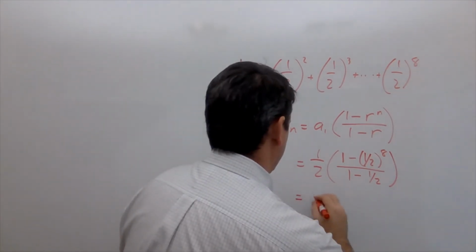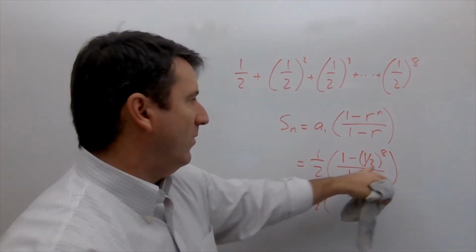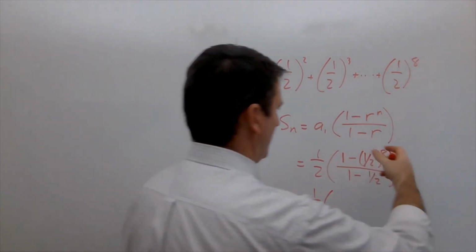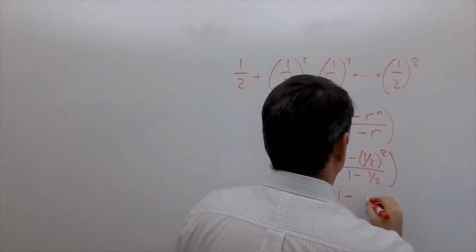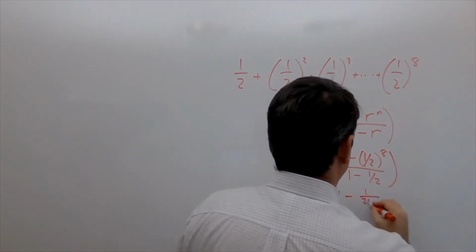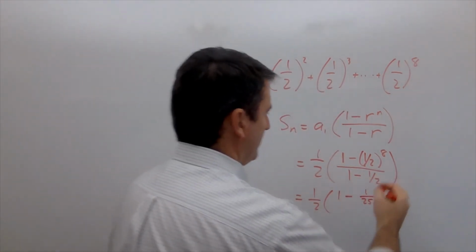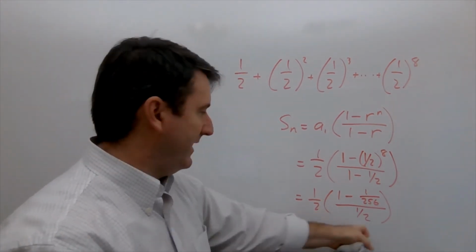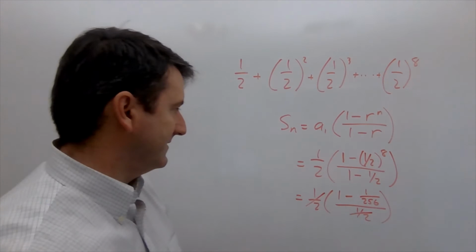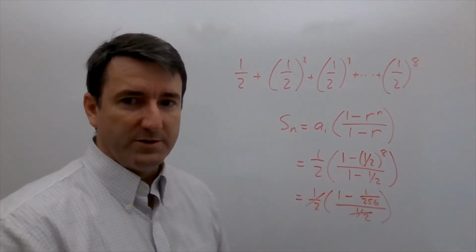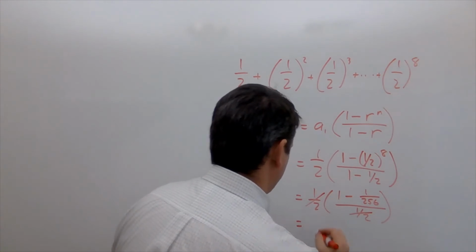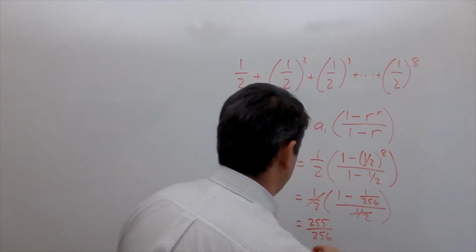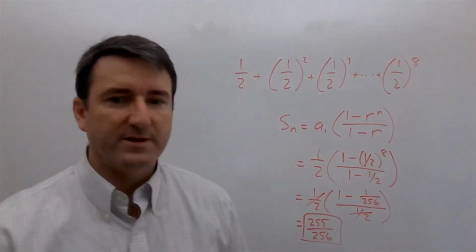All right, so this is going to be 1/2 times 1 minus 1/2 to the 8th power. Well, 2 to the 8th power is 256, so 1/2 to the 8th power is going to be 1 over 256. And 1 minus 1/2 is 1/2. And we can see here we're multiplying by 1/2 and dividing by 1/2, so those are going to cancel. And we're left with just 1 minus 1 over 256, which is going to be 255 over 256. So that would be our answer for this first example.